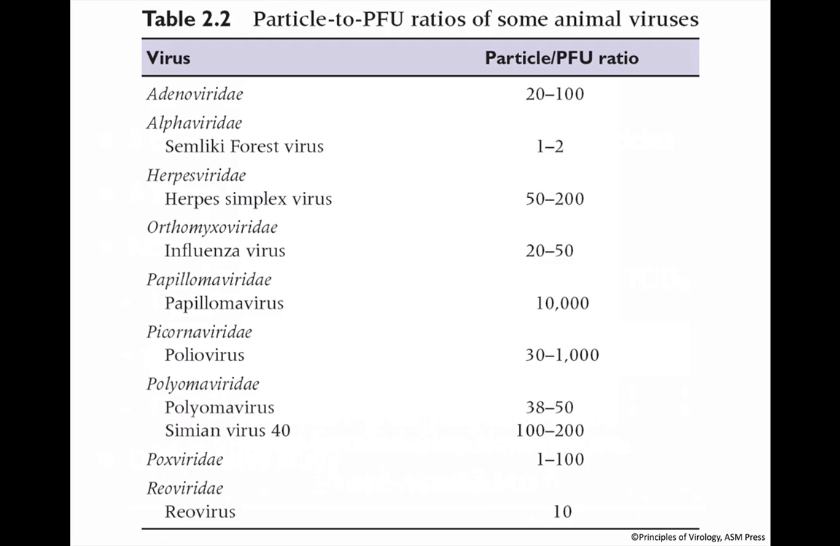Here are some particle-to-PFU ratios of some animal viruses. Among the best are the alpha viruses, Semliki forest virus, in which almost every particle is infectious. And you can see that papillomaviruses are terrible. Only 1 in 10,000 are infectious. And then you have a range of values for other viruses as well. Something to keep in mind whenever you're studying viruses and looking at physical aspects of virus infection.